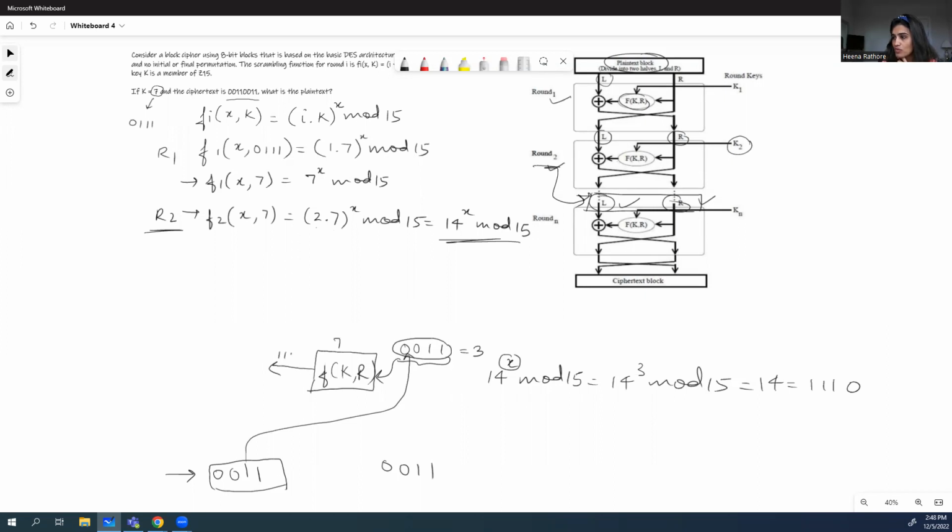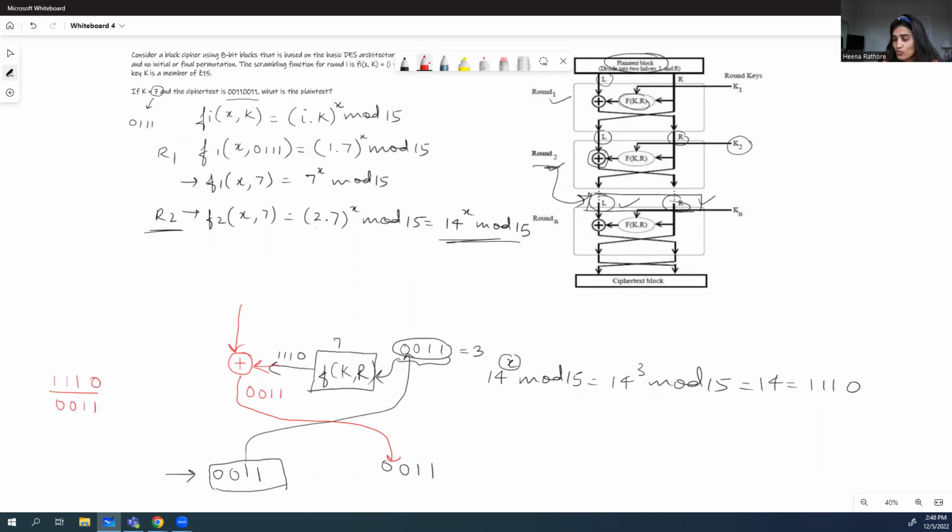So this is 1110 and this is XORed. If you look at this, this is XORed with our left hand side. Whatever is the output of this becomes the right hand side, which in this case is 0011. So we know that the output is 0011, the input is 1110.